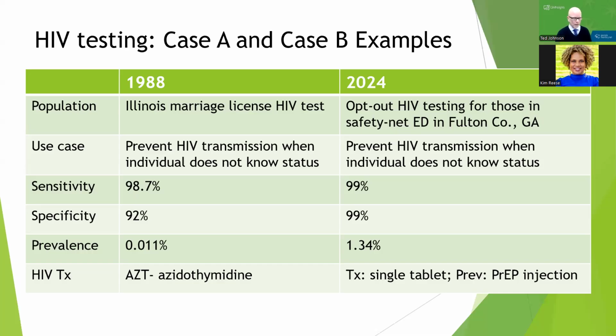What they found in testing 70,846 people in this marriage license HIV testing is that they found 8 people with HIV that may or may not have been recognized before, at a cost of $2.5 million. So probably not our best public health example. As a matter of fact, the whole Illinois marriage license test was published in JAMA the next year. So let's walk through this 1988 scenario, and we'll come back to the 2024 scenario in just a second.